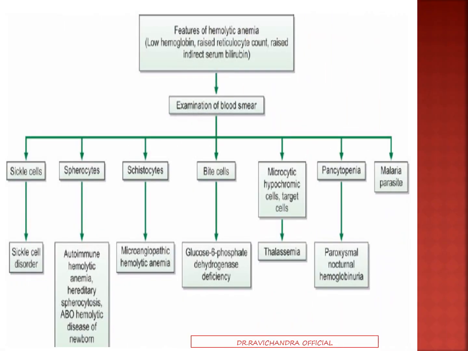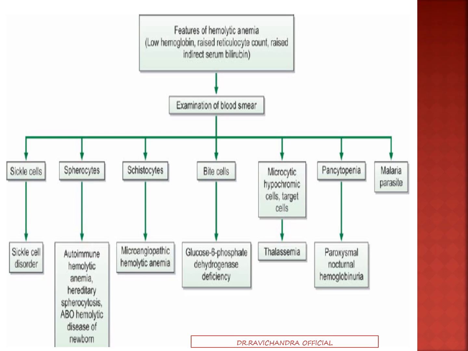Coming to features of hemolytic anemia. Hemolytic anemia will be having low hemoglobin than the normal range. There will be raised reticulocyte count and there will be raised indirect serum bilirubin. These three are considered as features of hemolytic anemia. One is low hemoglobin and the other two will be raised: reticulocyte count raised and indirect serum bilirubin raised.